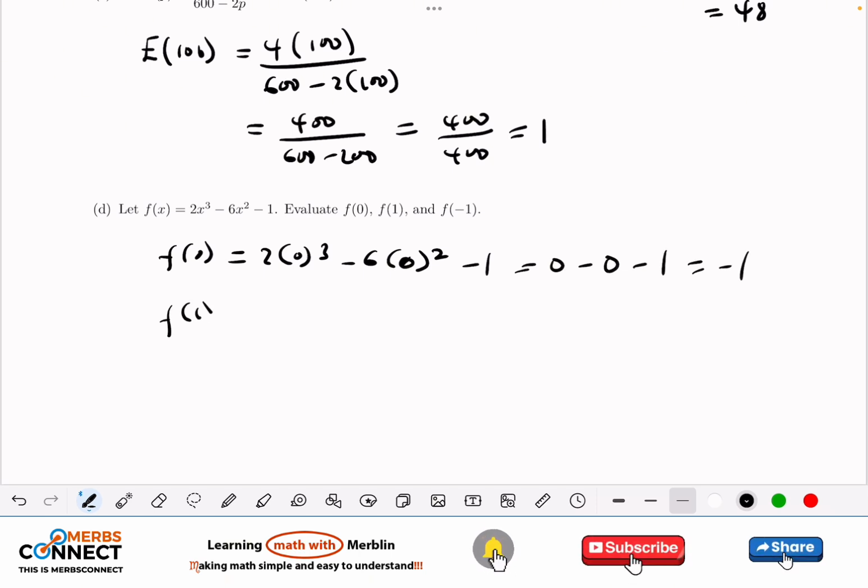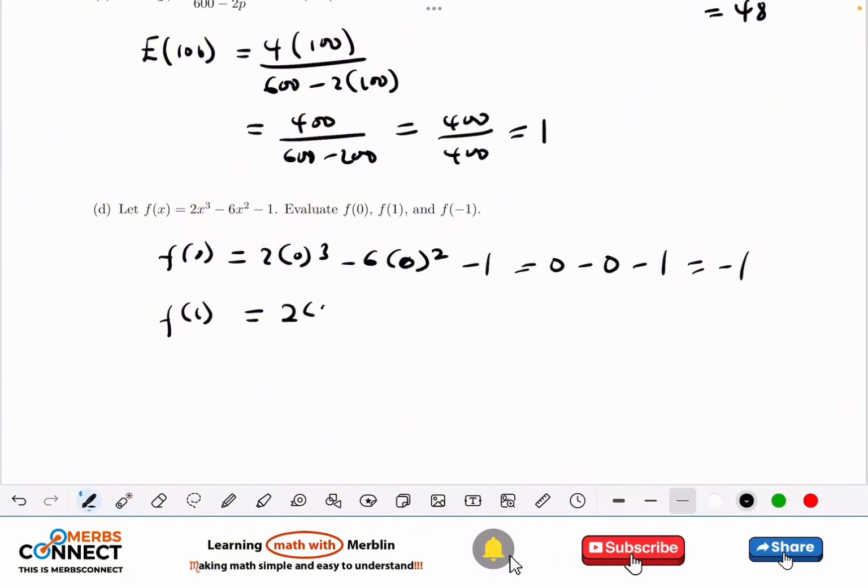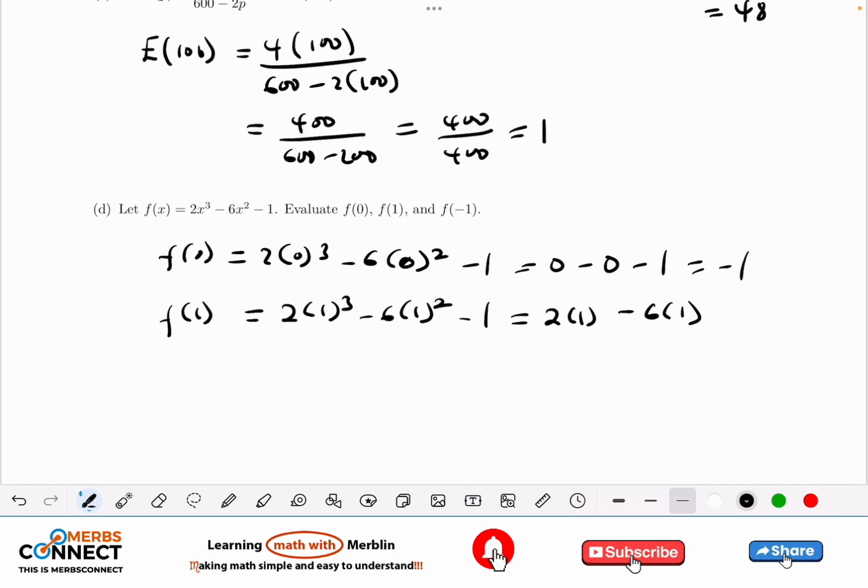We need f of 1, just plug it in this. So 2 times 1 cubed minus 6 times 1 squared minus 1. This is going to be 2 times 1 minus 6 times 1 minus 1. So this is going to be 2 minus 6 minus 1. And this is going to be minus 5.